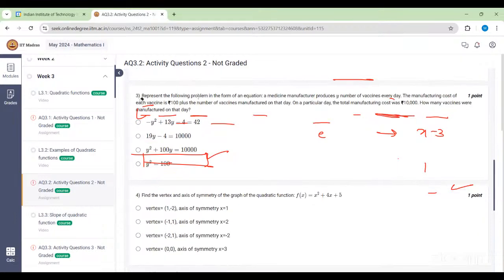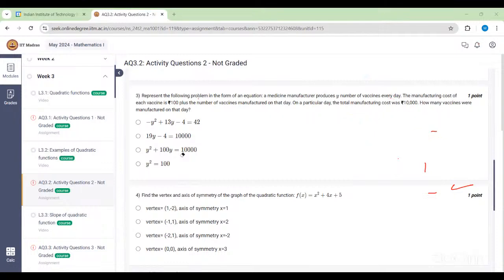So in question number 3, represent the following problem in the form of equation. A medicine manufacturer produces Y number of vaccines every day. The manufacturing cost of each vaccine is 100 plus the number of vaccines manufactured on the day. So that means Y is the number of vaccines manufactured that day.